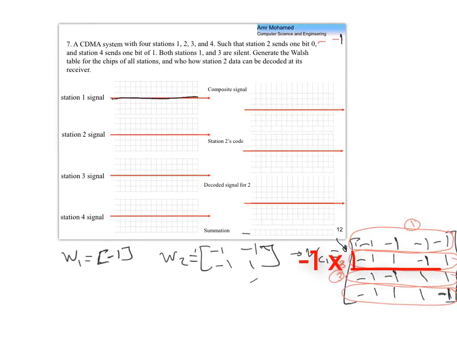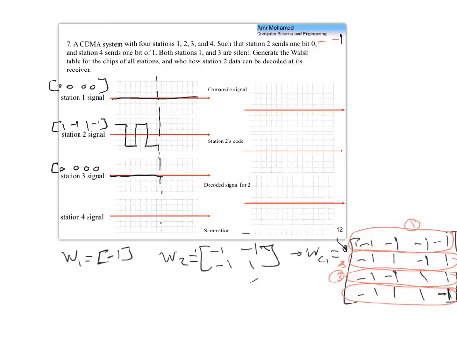So station 2 wants to send -1 multiplied by the second row in the Walsh table 4, so it should be 1, -1, 1, -1. Station 3 is also silent, so it should be 0, 0, 0, 0. Station 4 wants to send 1, multiplied by the fourth row, -1, 1, 1, -1. So this should be -1, 1, 1, and then -1. Okay.